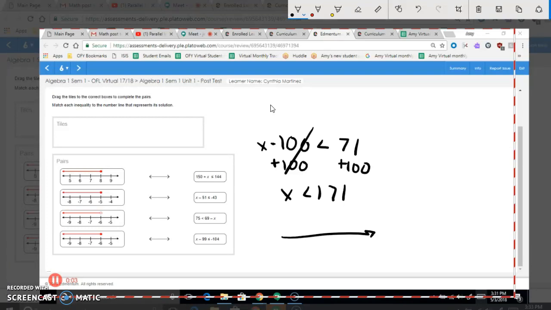So if we graph that, this is going to be an open circle because there is no equal sign under here. So let's say this is 0 over here. Let's say this is 100. It's going to be open, and it's less than, so it's going to be going to the left.